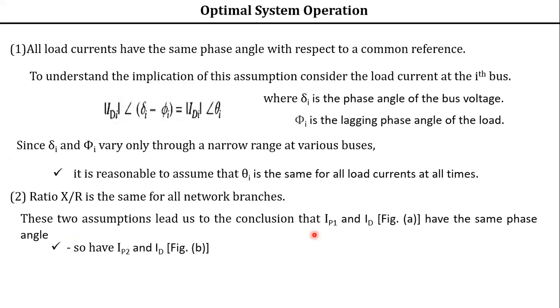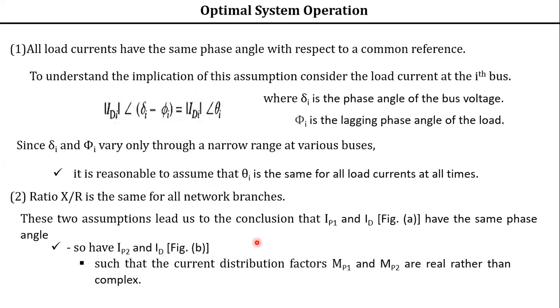If you have a fourth plant, IP4 and ID will have the same phase angle. So with these two assumptions, it is clear that the angle between IP1 and ID, IP2 and ID, IP3 and ID, IP4 and ID, etc., will be the same. With these two assumptions, we are going to derive the loss formula. Therefore, the current distribution factors MP1 and MP2 will become real instead of complex values, because they have the same complex angle with these two assumptions.